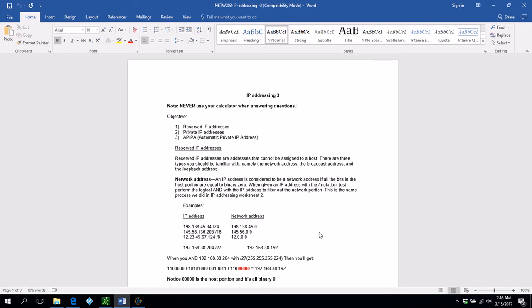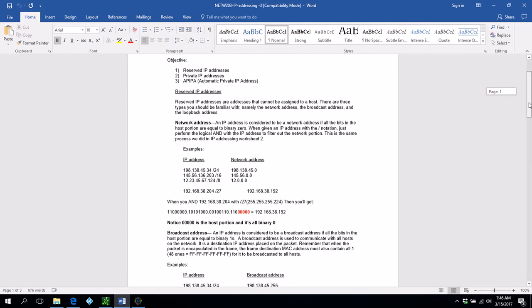There are three different reserved IP addresses. Reserved IP addresses are IP addresses that cannot be assigned to a host. There is the network address, the broadcast address, and the loopback address. So a network address, a broadcast, and a loopback cannot be assigned to a host. You can't give these to a host.